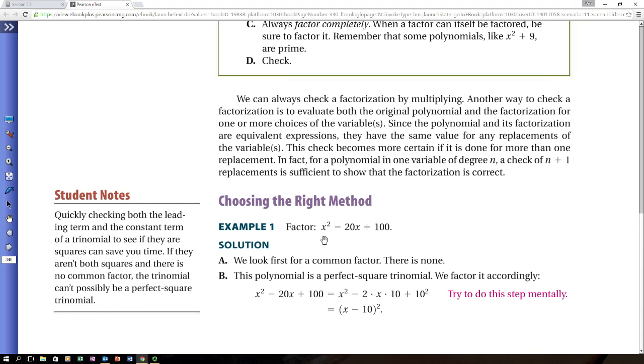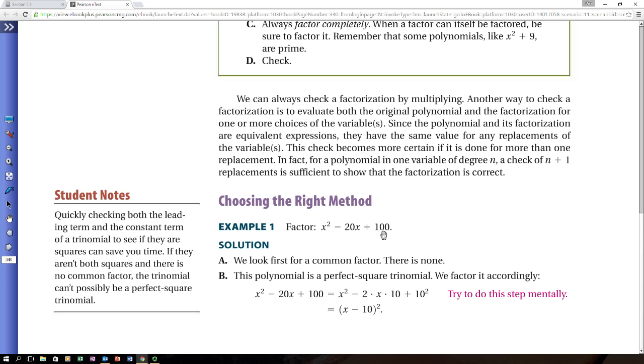So the way to check for that again is: is the first term something squared? And yes, it is. It's x squared. And is the last term, 100, something squared, or a perfect square? And it is 10 times 10, or 10 squared. So those would be the things that I look at. I have x and 10. If I multiply those together and then double them, do I get 20x? Yes, you do. In fact, you get a negative 20x.